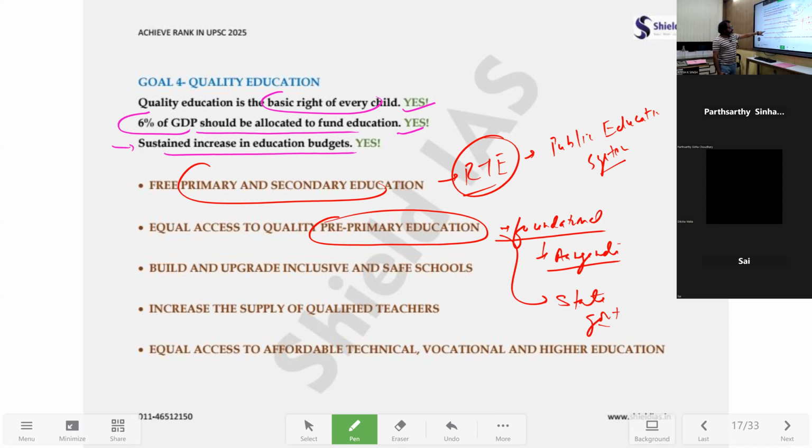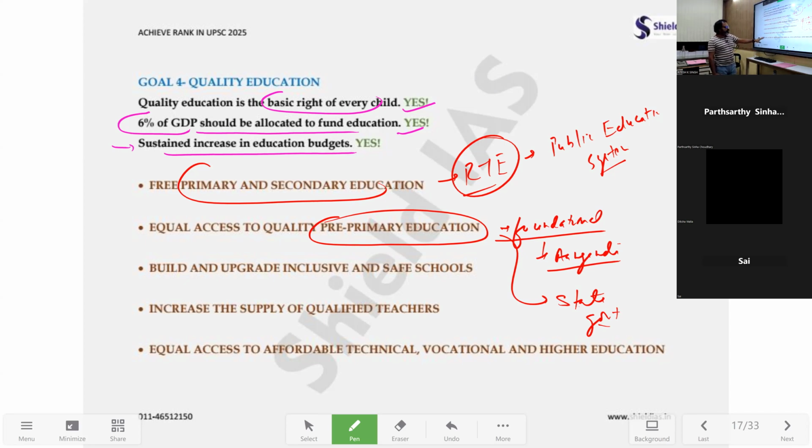Then we have done this, build and upgrade inclusive and safe schools. We have done that. Increase the supply of qualified teachers. So regular influx of teachers are required, training of teachers are required, capacity building so that they are able to deliver in multimodal methods.